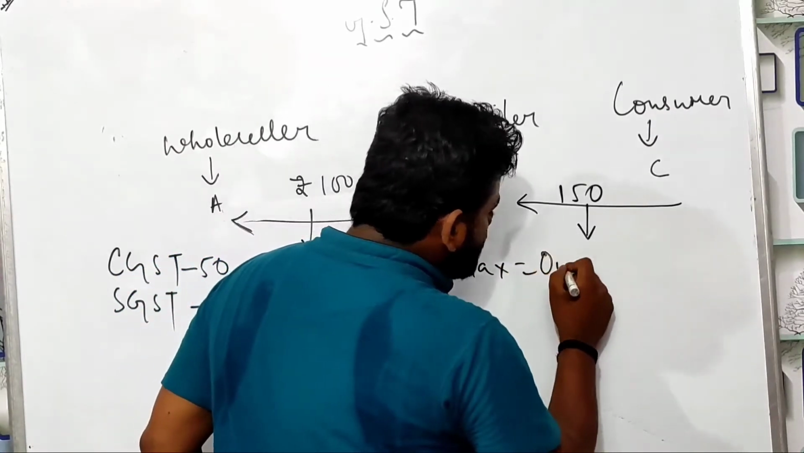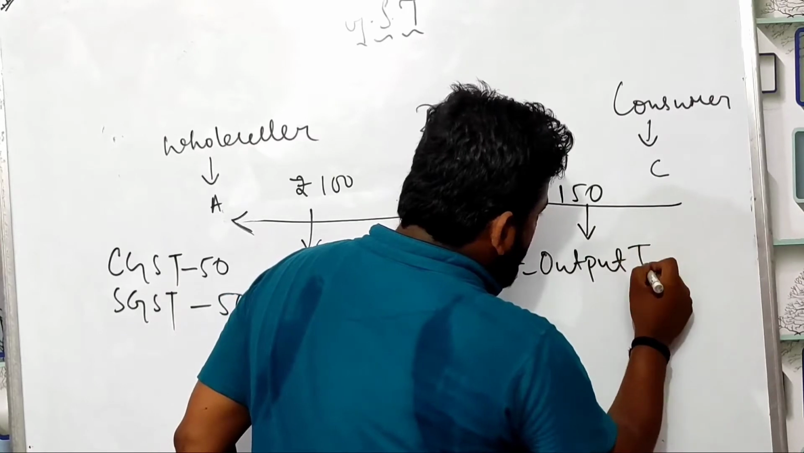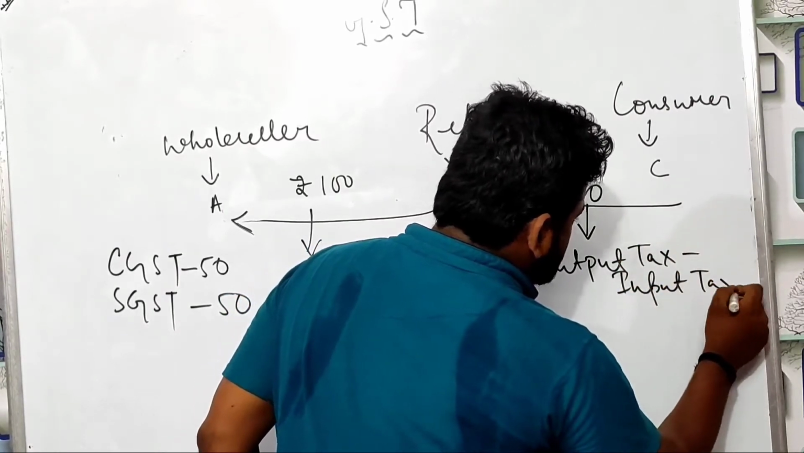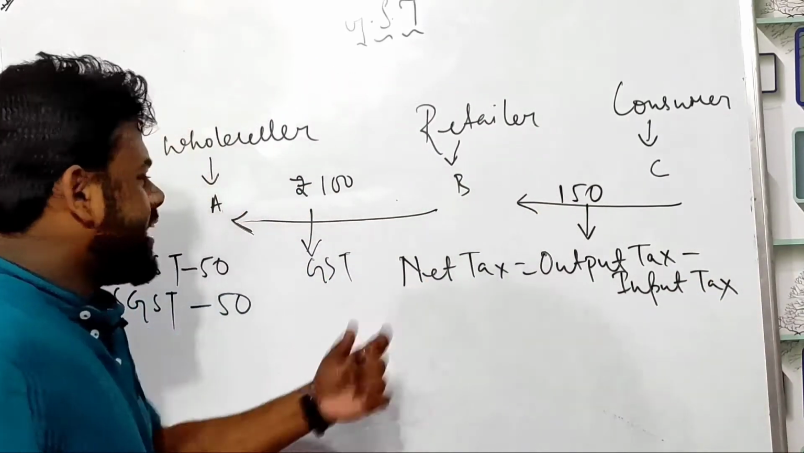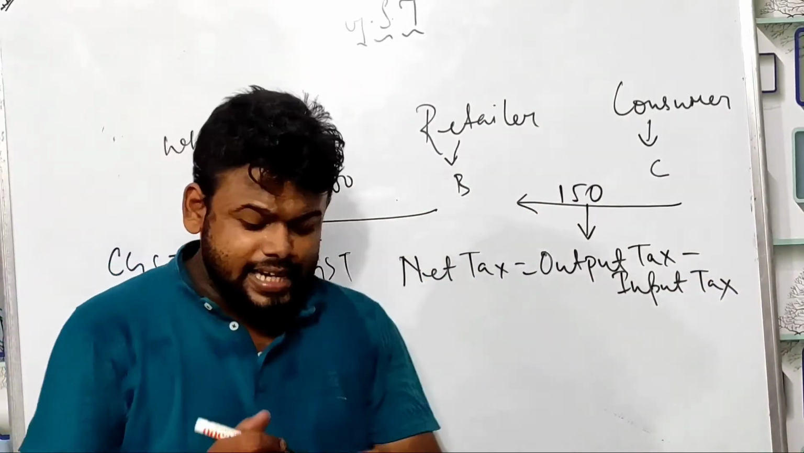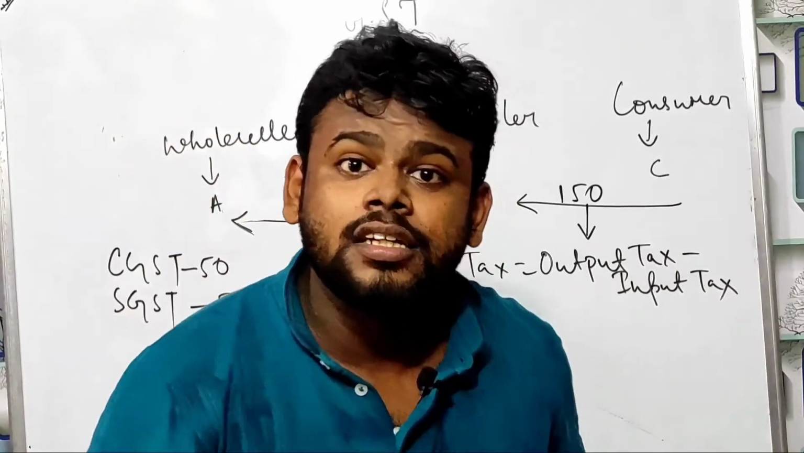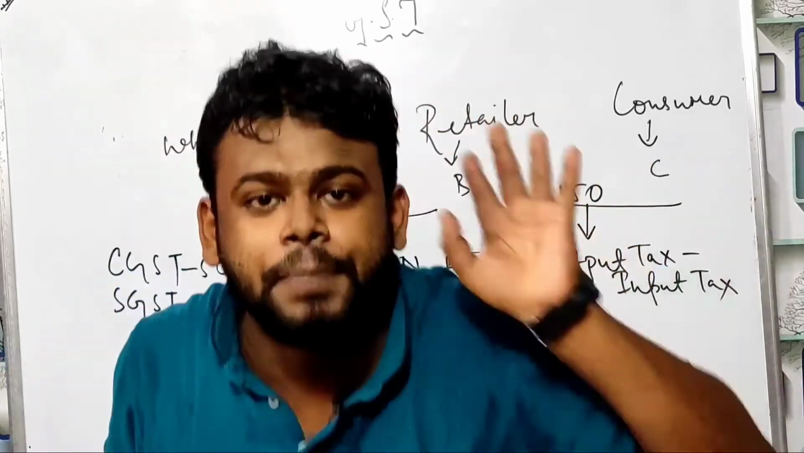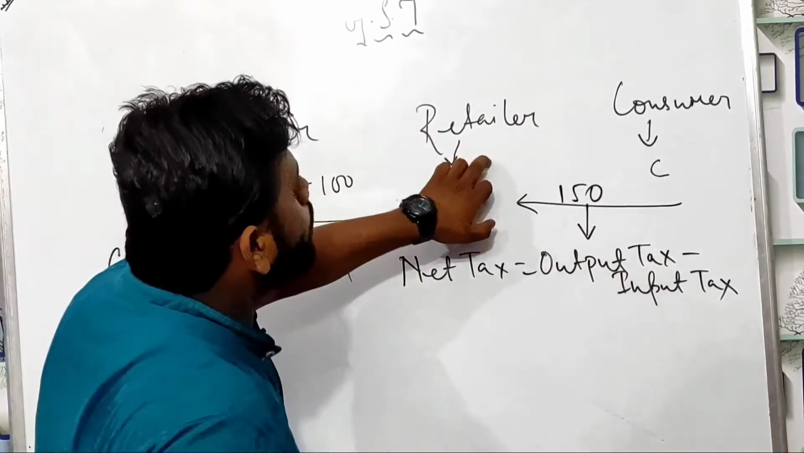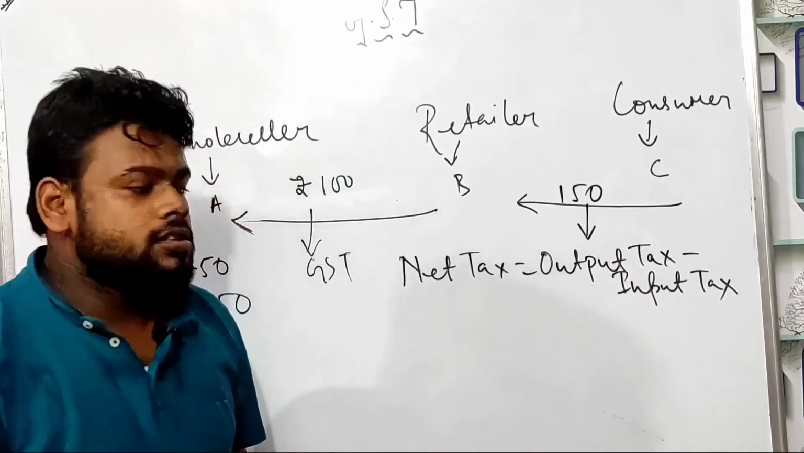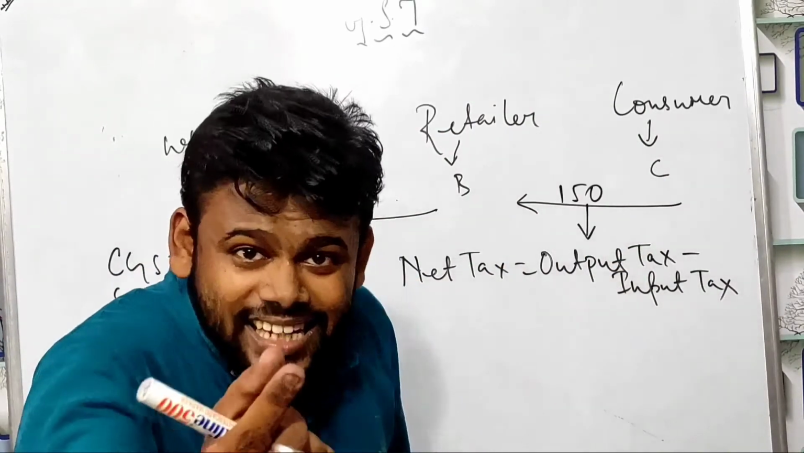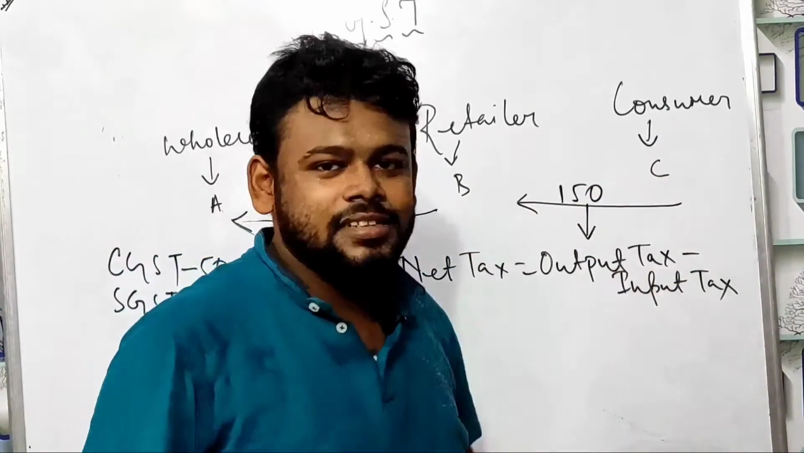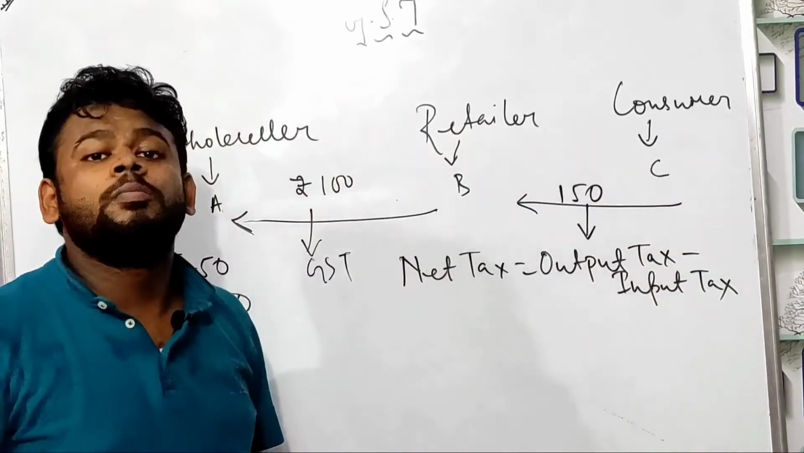equals output tax minus input tax. Let us understand what input tax means. Net tax, output tax. Output tax is the tax which the last customer gives to the nearer customer. I repeat, last: 1, 2, 3. Which was the last? C is the last. C is giving to whom? Not "she", not a girl, this is C, customer. C is giving to whom? Retailer.